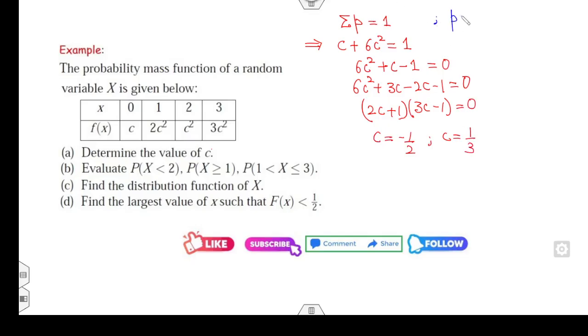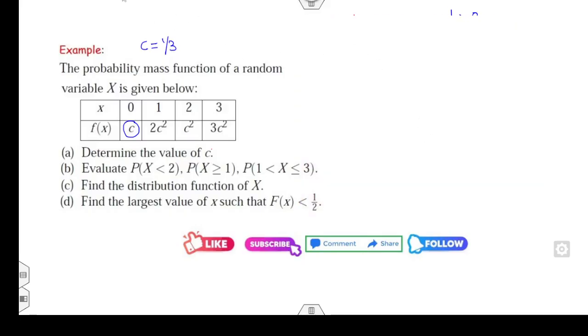Moreover, we also know the probability is always positive, but whenever C is equal to minus half, the first number is negative. So C equal to minus half is not possible. The answer for C is 1 over 3, the right answer. So C is equal to 1 over 3.